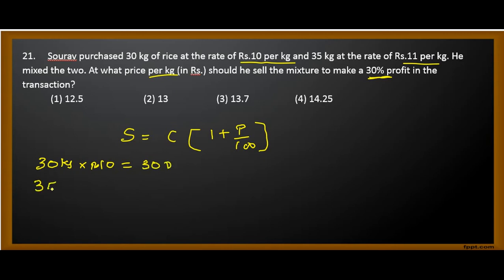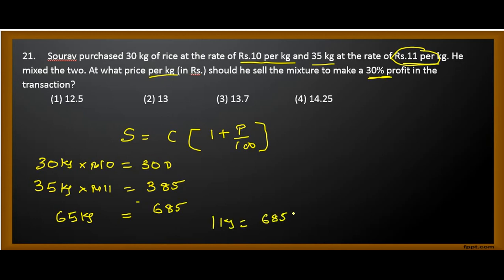And the second variety, 35 kgs, he bought at a rate of 11 rupees per kg, 35 into 11 rupees, which is equal to 385. It means total how many kgs? Total 65 kg. Okay, this is the total cost. What is the total cost? 685 rupees. So 1 kg costs how much? 685 by 65. This is the cost price.